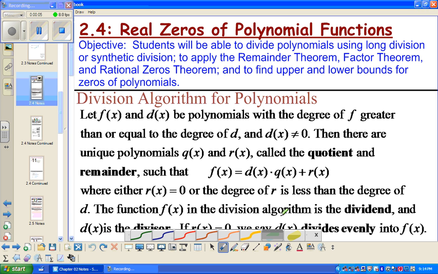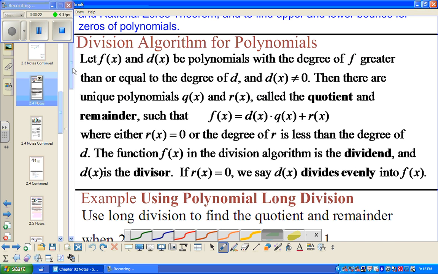This video is going to just cover the beginning of 2.4. Basically, we're going to go through the basics on long division of polynomials and synthetic division. Before we get into that, I'm going to go through this division algorithm for polynomials. If I were you, I'd probably just pause the video and read through what this says first.